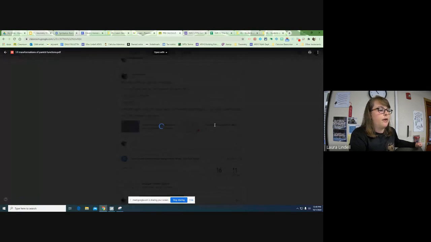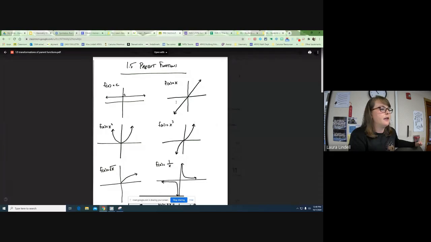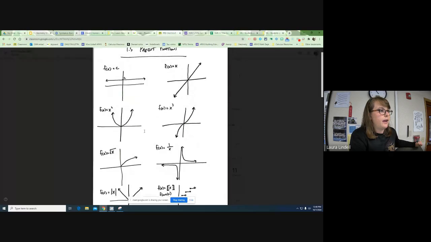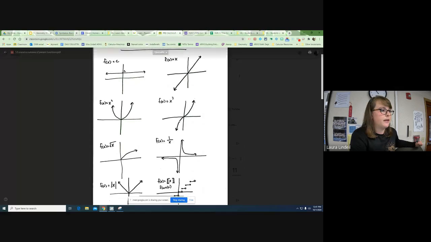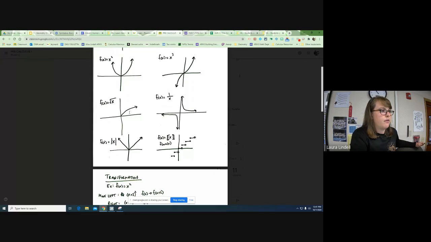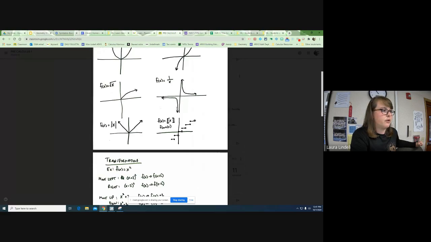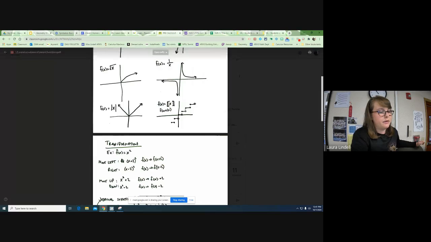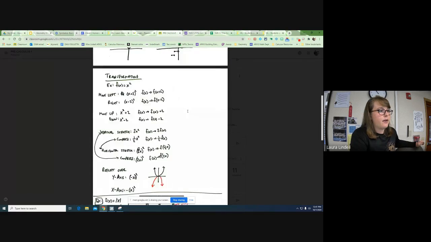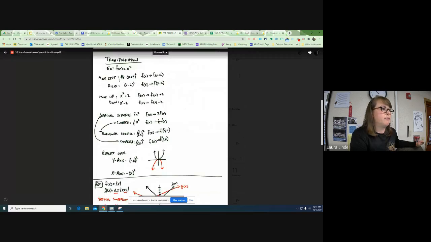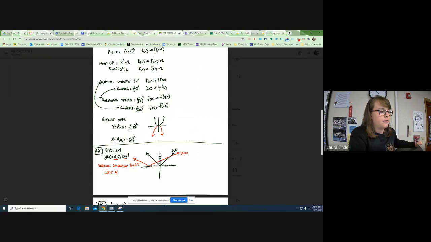1.5, we had transformations of parent functions. So we had all of our parent functions listed out here that we're going to see. We had all of our linear, quadratic, cubic, square root, reciprocal, absolute value, step function, all those. And then our transformations, so what it looks like to move it left to right and up and down, what vertical stretch and compress looks like, and horizontal stretching and compressing looks like. And then also what reflections over different axes look like.